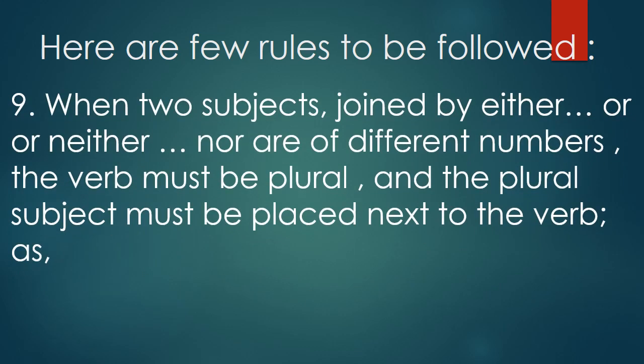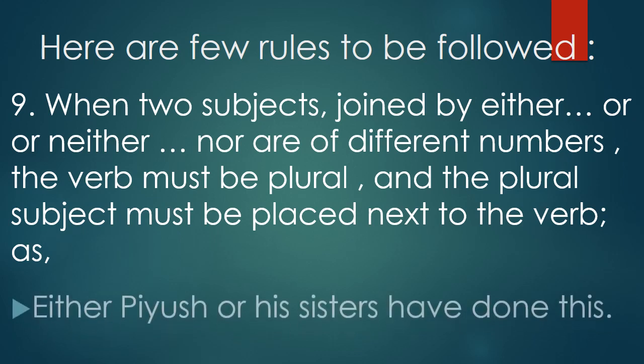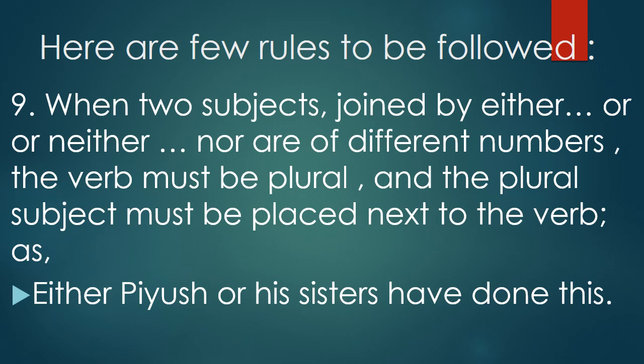When two subjects joined by either-or, neither-nor are of different numbers, the verb must be plural and the plural subject must be placed next to the verb. For example, either Piyush or his sisters have done this.